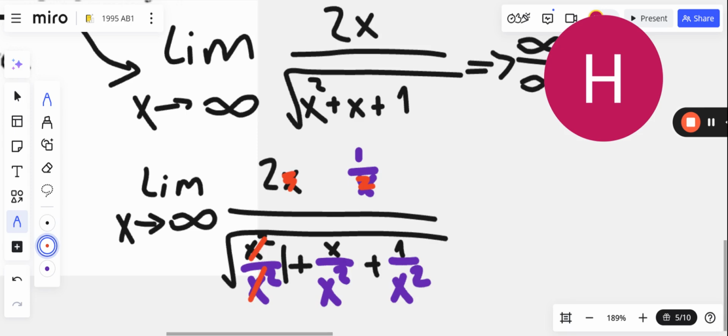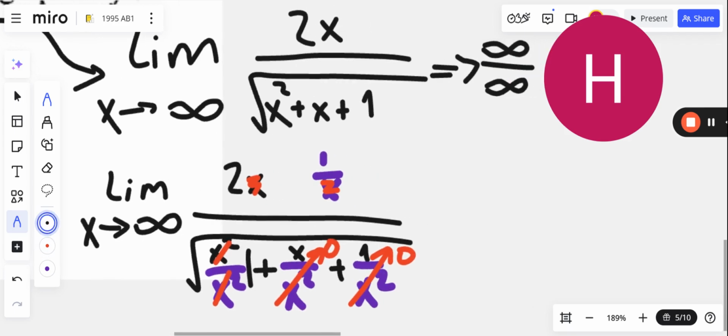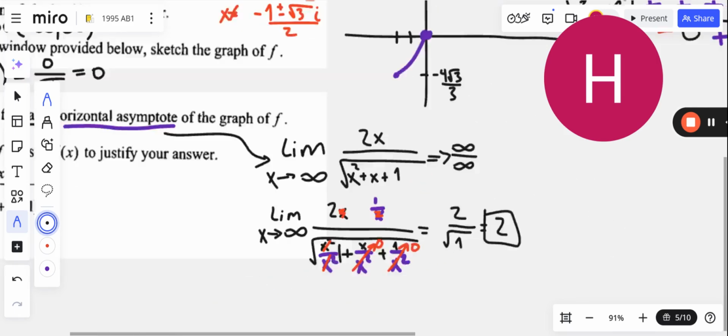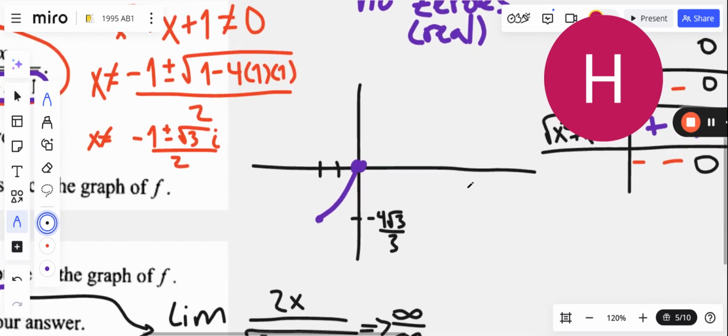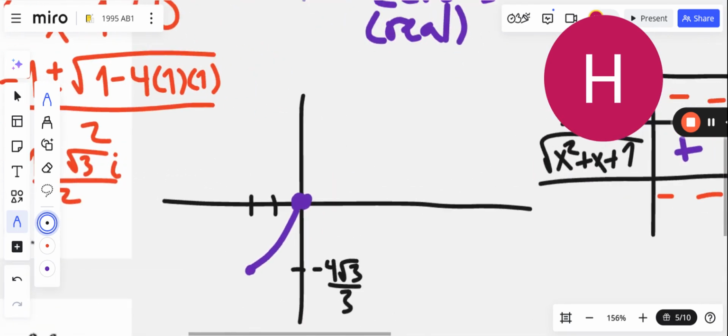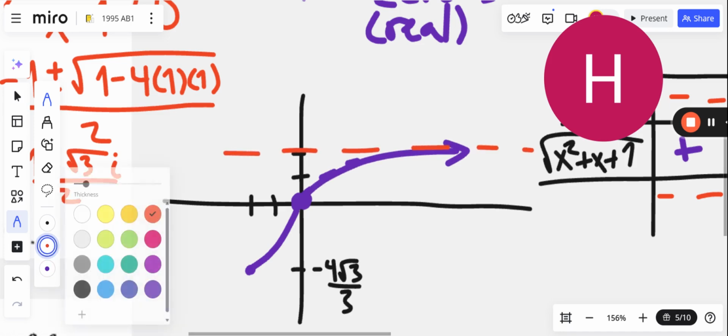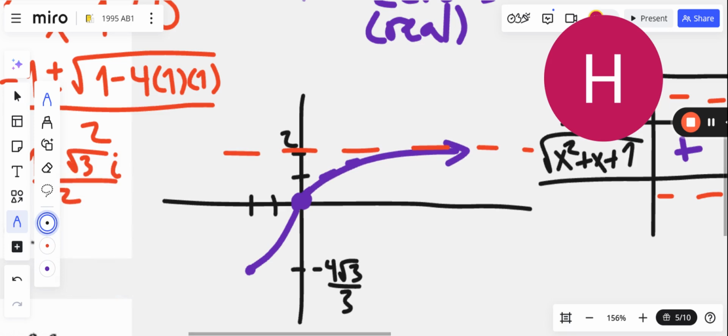And here, if we send x to infinity, the bottom is getting bigger faster than the top of these fractions, so they're just going to 0. So this is just going to be 2 over the square root of 1, which is 2. And now we have a horizontal asymptote as x goes to infinity. So we know that the function is not going to get any higher than 2. In fact, it's not even going to reach 2. Like that. And I can label this as 2.